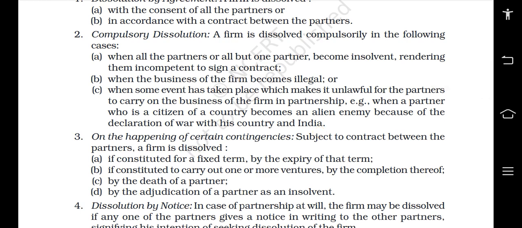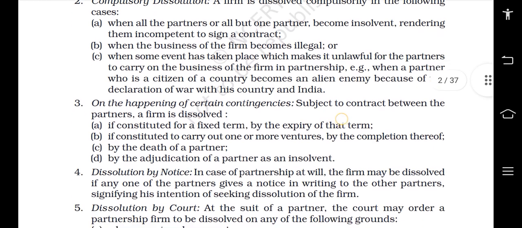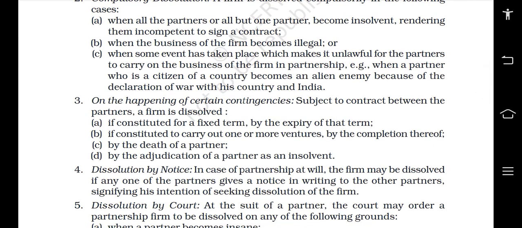In this point, you keep in mind that three partners are there. One partner is an alien, but he is not an enemy. But in certain circumstances, India declares a war against that particular country to which he belongs. At that time he becomes an alien enemy. Then further, the business cannot be carried out with him. The court orders to dissolve that firm.